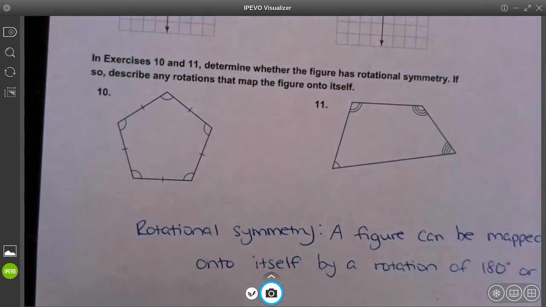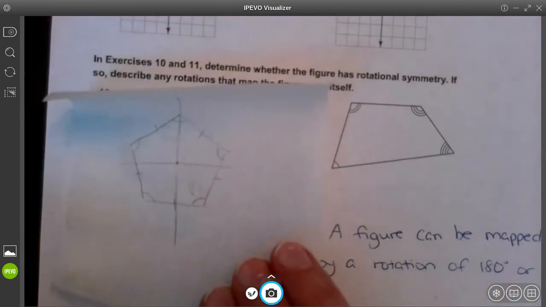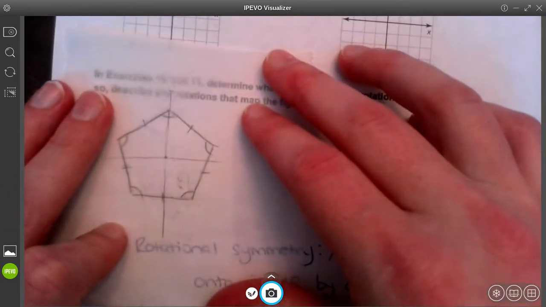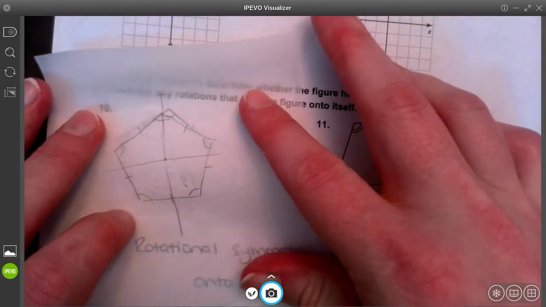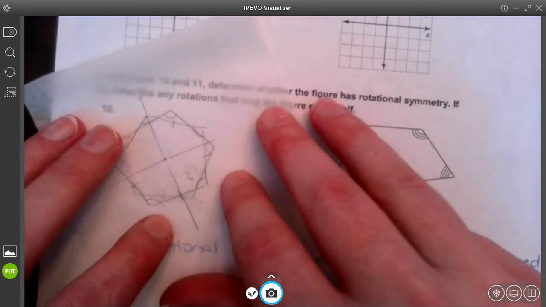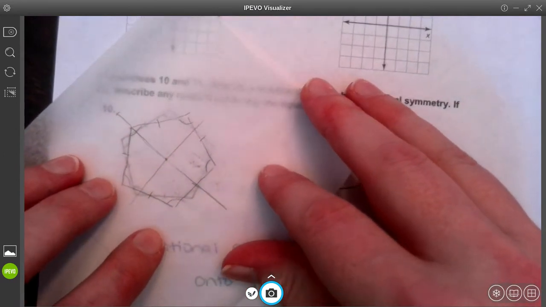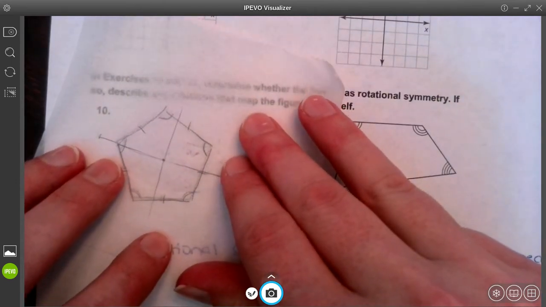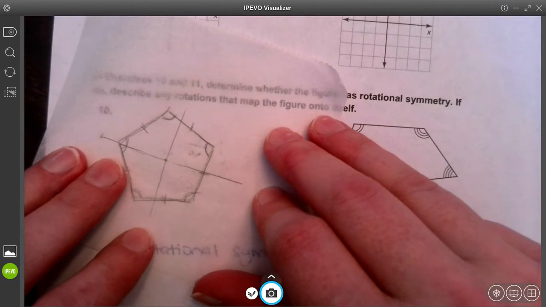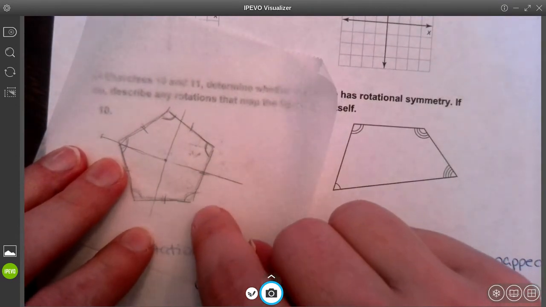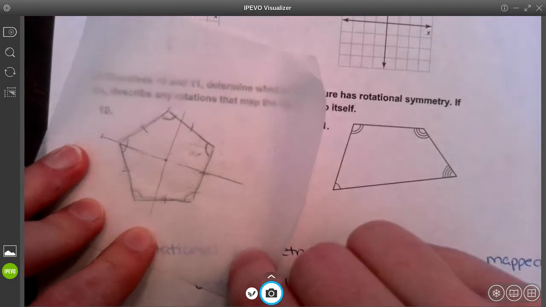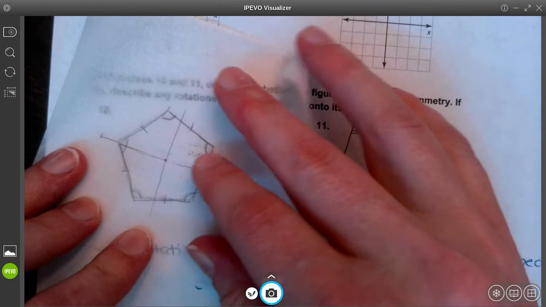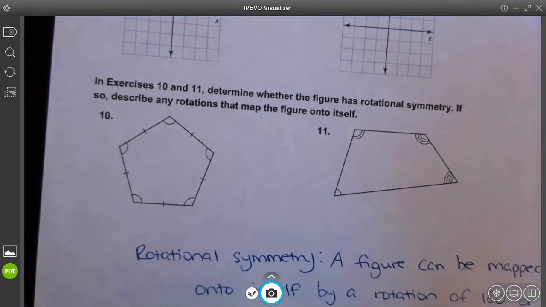So for example, in number 10, to give you a visual, I took some parchment paper and I traced this figure. If I were to take this and rotate it, could I rotate it so that it would map back onto itself? And if you look, if I keep going, at this point, it looks identical to what I started with. So this first figure, which is a regular pentagon, has 5 sides. This does have rotational symmetry. So I'm going to say yes.